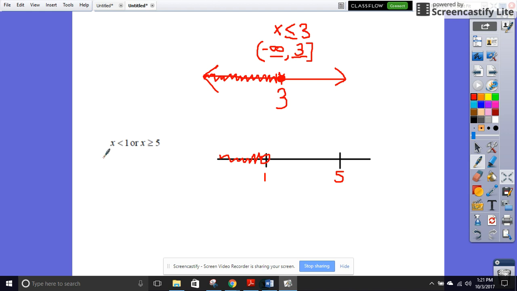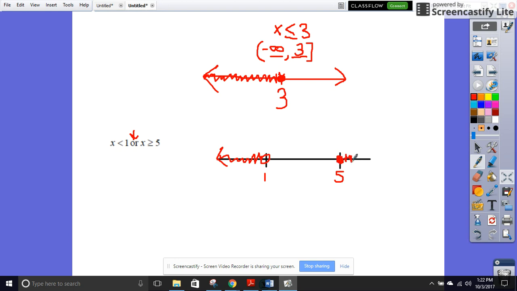Okay, so I'm going to pick up where I left off. This says "or", so we know we've got shading going this way. Open circle at 1, everything that's less than 1. Or means it can't be both at the same time. You can't be less than 1 and bigger than 5. This should be a filled in circle.